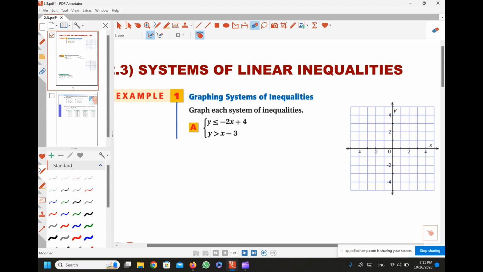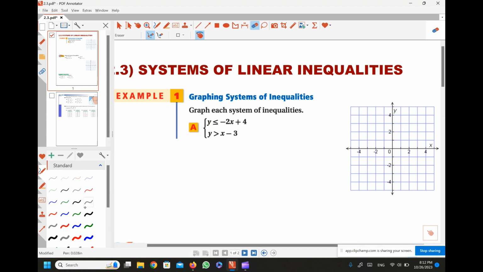We will solve each inequality separately at first. We will graph them on the same coordinate plane separately. And we are going to take the common region. The common region will give us the graph of a system of inequalities. So let's start solving the questions.